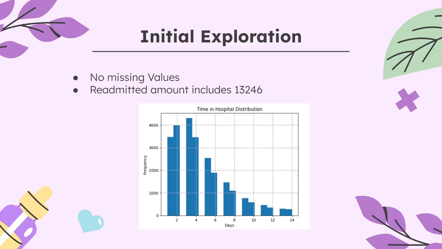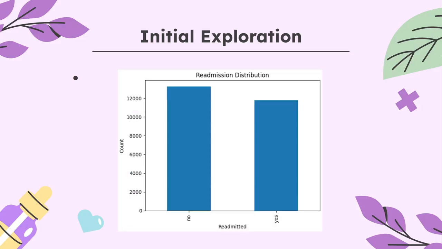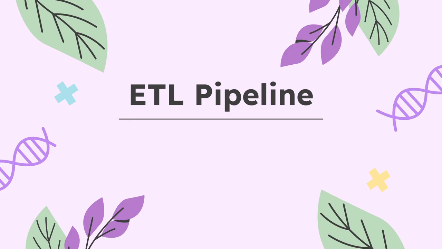So for our EDA, our exploratory data analysis, we had no missing values. The readmitted amount includes about 13,246. This is the readmission distribution. For people who didn't readmit, it was around 13,000. For the people who did, it was just under 12,000.